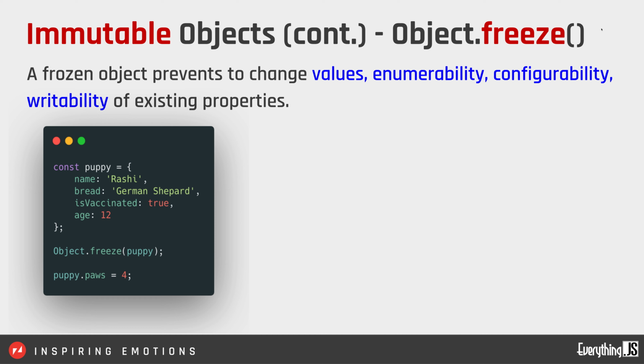So here it is about Object.freeze. Let's go to our code snippet and discuss. We have a puppy object, and we freeze the puppy object. Then we try to create another property on the puppy object and assign the number 4 to it after freezing the object. What do you think the answer is?